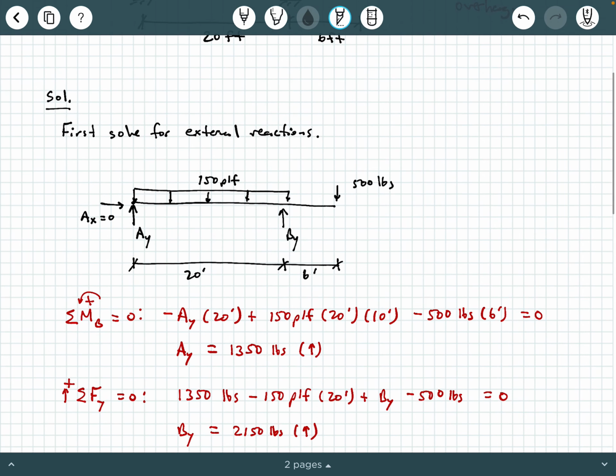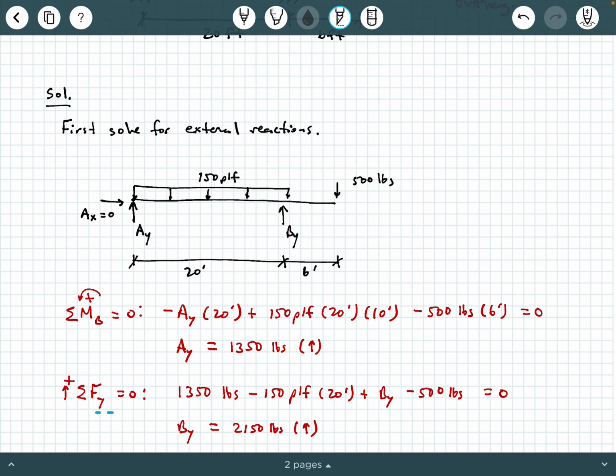Next, I said, let's take the sum of the forces in the Y direction equals 0. So here I said 1,350 pounds, that's the AY, that's pointing up, minus 150 PLF times 20 feet, plus BY, minus 500 pounds equals 0. And then we see that BY is 2,150 pounds going up. So there's my externals. Again, we should be pretty comfortable with this.